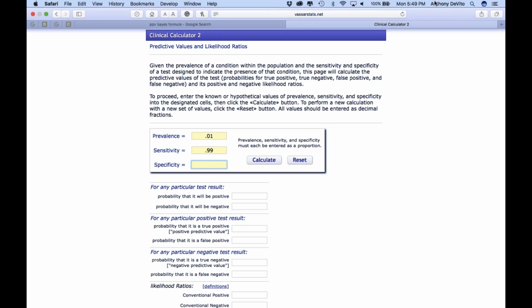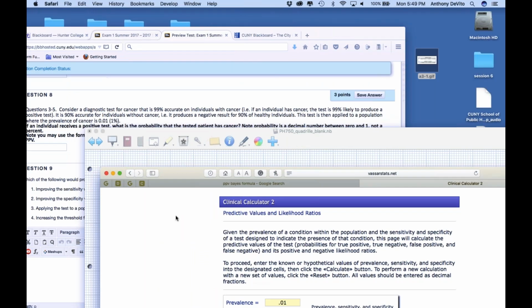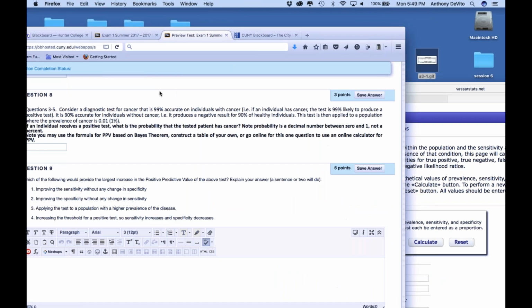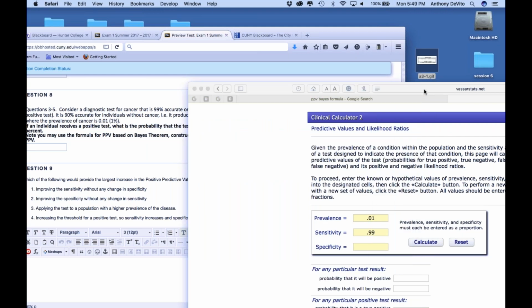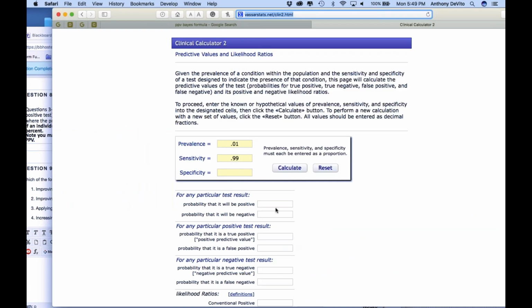Let me see if I can't get this out of the way. Why isn't it, let me grab that? Oh, I know why, because there's a window open there. Okay. So let's see, what was it? Prevalence, 90%. It's 90% specificity. So it's going to be 0.9. Okay, make that go away, 0.9.